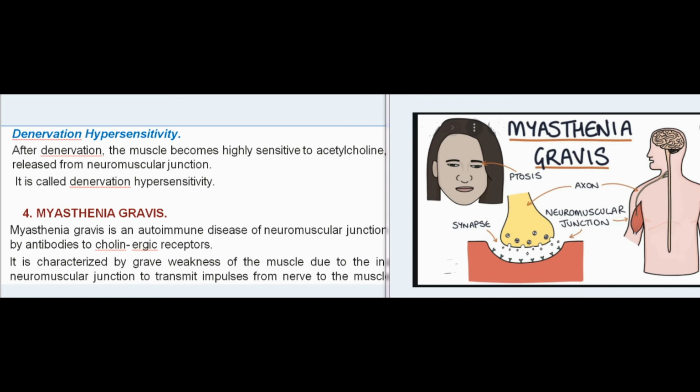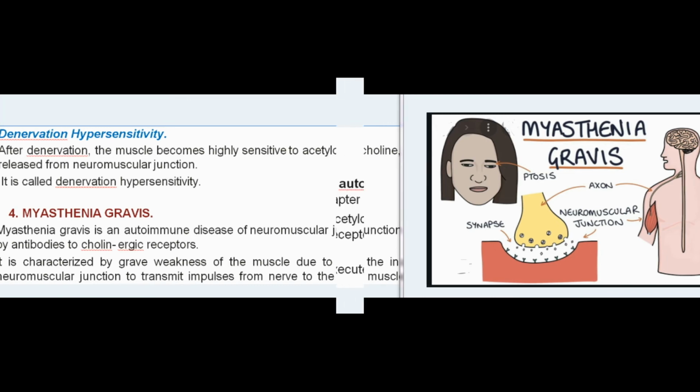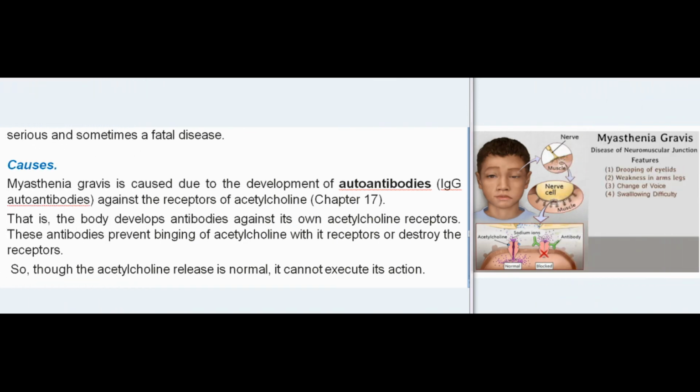4. Myasthenia gravis. Myasthenia gravis is an autoimmune disease of neuromuscular junction caused by antibodies to cholinergic receptors. It is characterized by grave weakness of the muscle due to the inability of neuromuscular junction to transmit impulses from nerve to the muscle. It is a serious and sometimes a fatal disease.